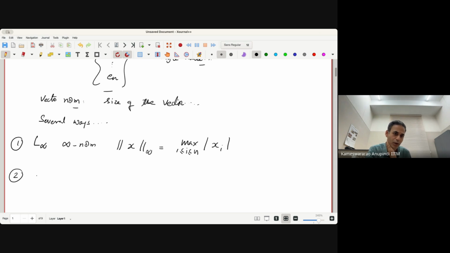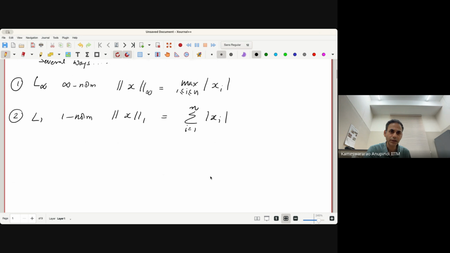Similarly, we have something called the L1 norm, that is called the one norm. The one norm is represented using these double parallel lines with subscript 1. This is basically the summation of all the modulus of xi values going from i equals 1 to n. Okay, that is your one norm.